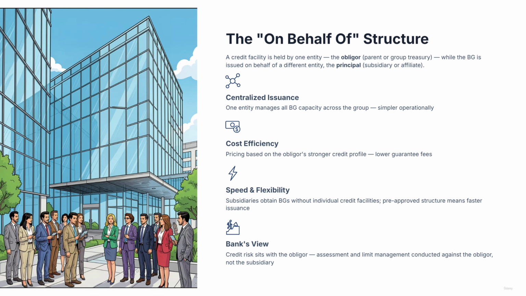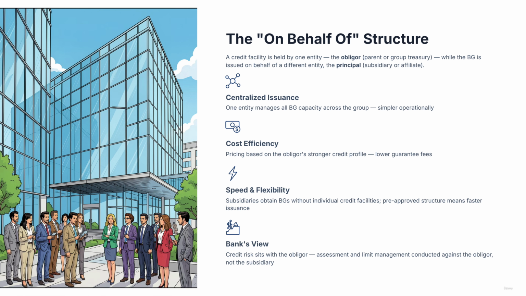The benefits for the client group are significant. Issuance is centralized. One designated entity manages all BG capacity across the group with a single credit relationship and a single approved limit. Pricing is based on the obligor's credit profile, which in most cases is stronger than the individual subsidiaries, so guarantee fees are lower. Subsidiaries can obtain guarantees without needing their own credit facilities at the bank. And operationally, a pre-approved structure means faster issuance for individual transactions.